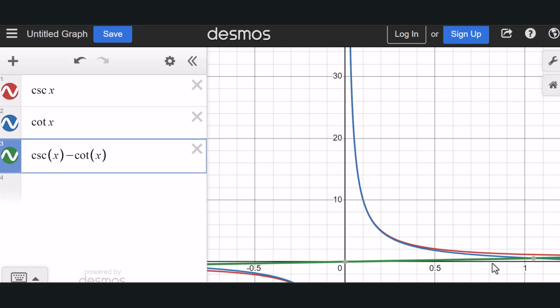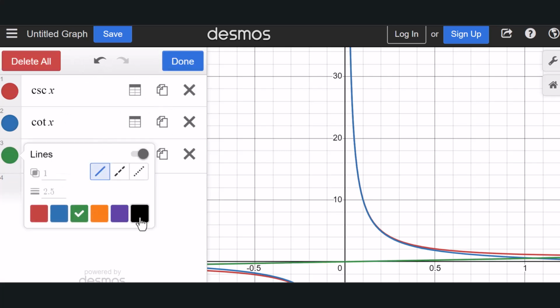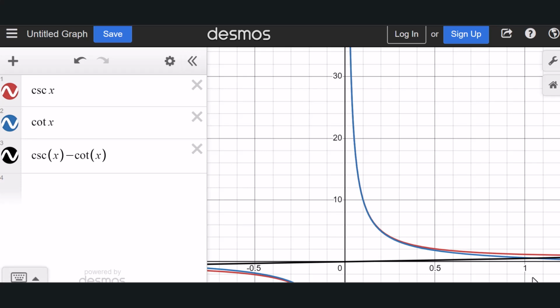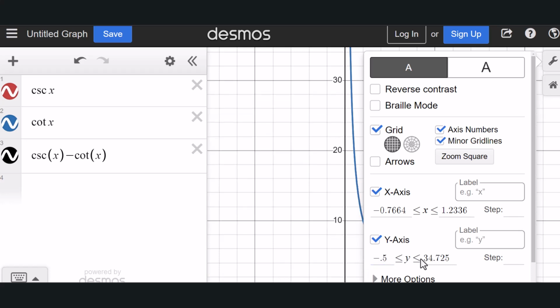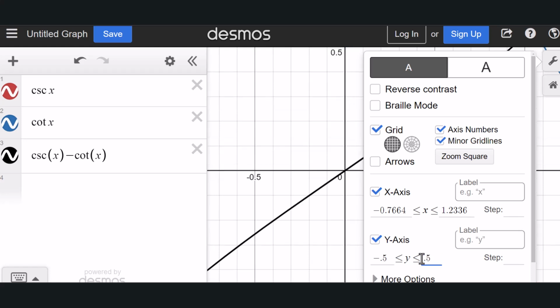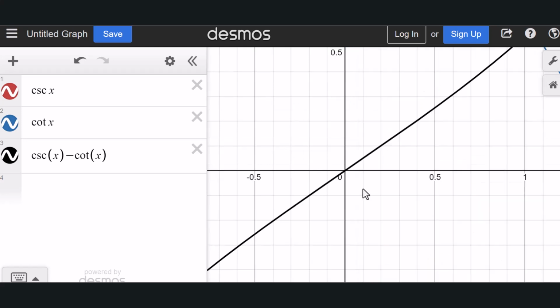But if you look at the graph of the difference, that is this green graph right here. Let me change the color of that. Let's change it to black. Still, it is not that prominent, so I can go ahead and change the y scale to, say, negative 0.5 to positive 0.5. All right, so that way we will see that graph a little more clearly.